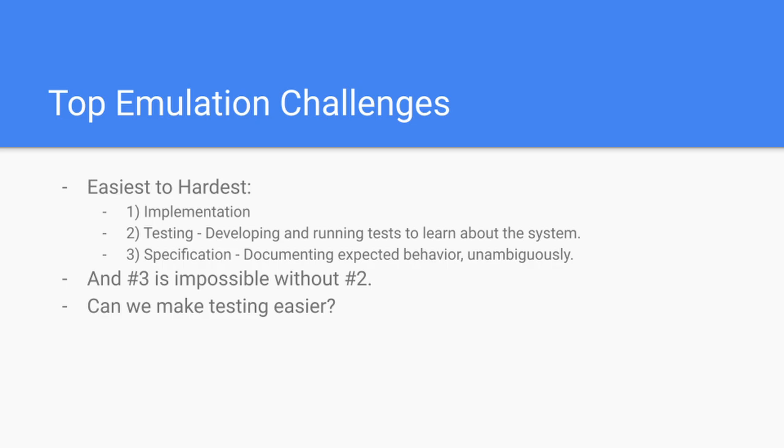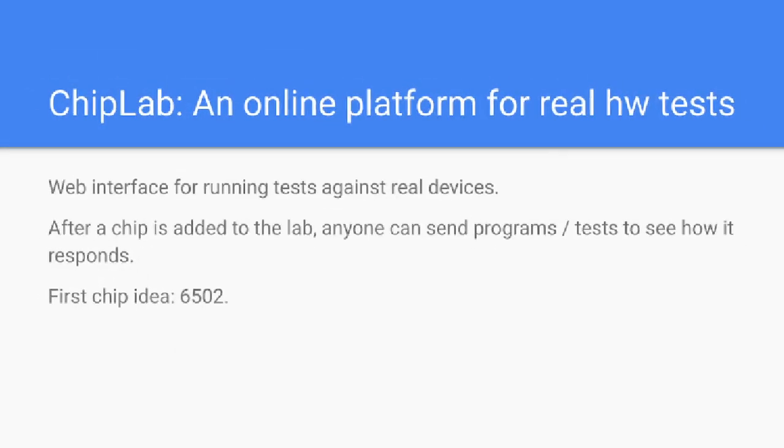And finally, 3, the hardest, is producing the specification. Given the results of the series of tests that you've run, you create an unambiguous specification that completely describes the functionality of the system. And it's actually impossible to create a good spec without a good means of testing. Fortunately, I think we can make testing easier. My idea is to build a platform to allow building and running tests against various integrated circuit chips.